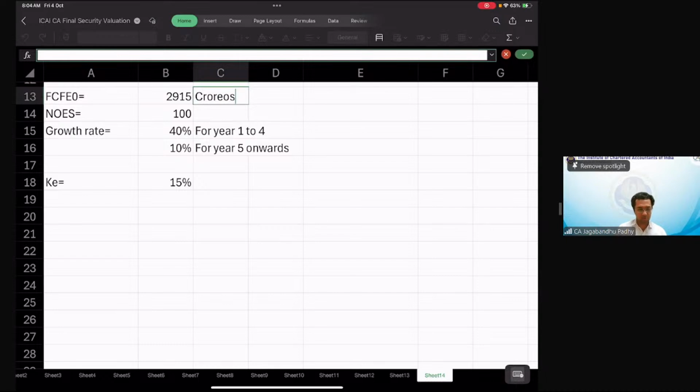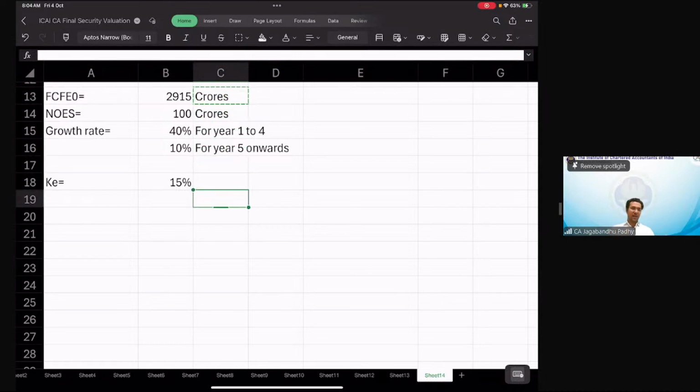And let's say the number of shares is also so many crores. Can you get the value of the share by taking the present value of this FCFE? Can you calculate the value of the share using the present value concept of FCFE? The same concept which you have applied for calculating the present value of equity shares using the dividend discounting model.